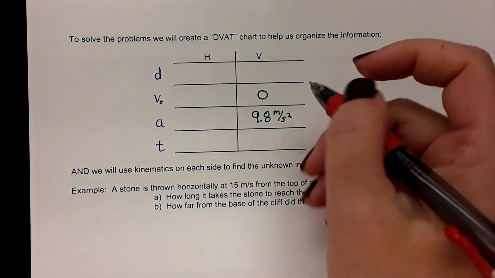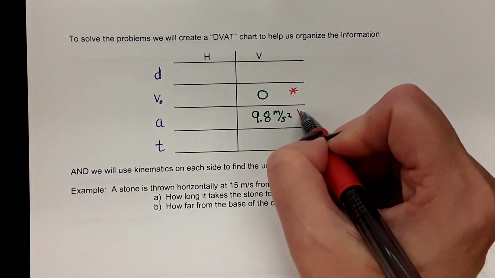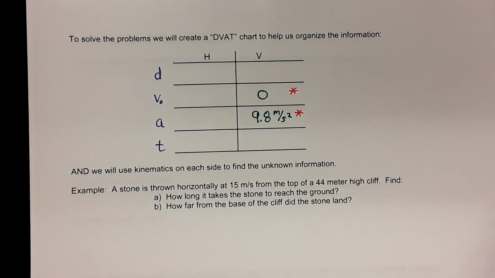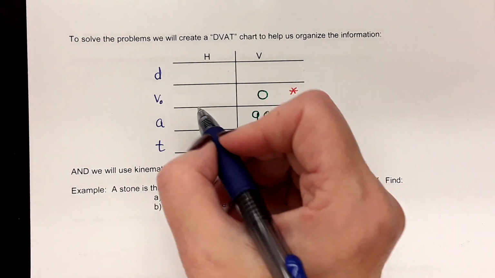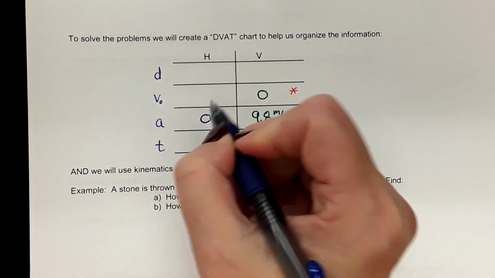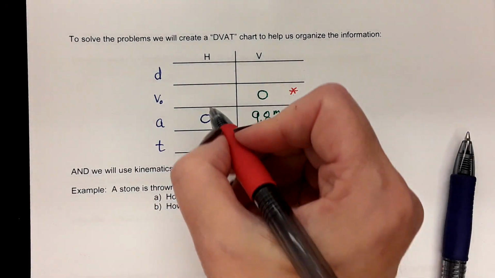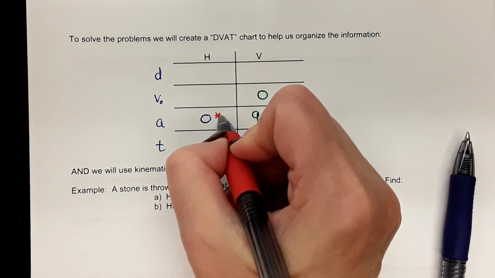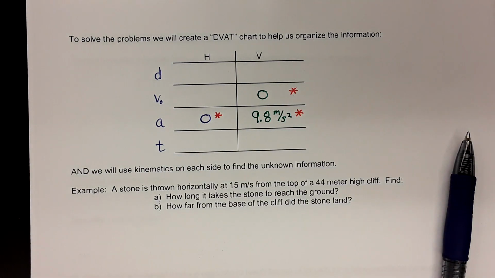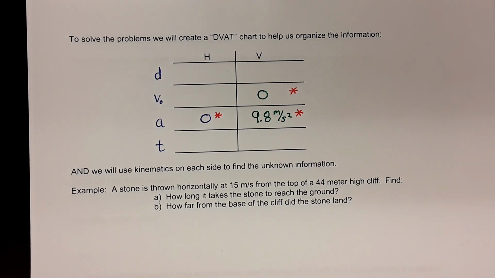Okay? Those two things are inferred about the vertical motion. On the horizontal side, we have one inferred piece of information, and that's the horizontal acceleration. No horizontal forces acting on the ball, no acceleration. Okay? Now, let's read the problem.